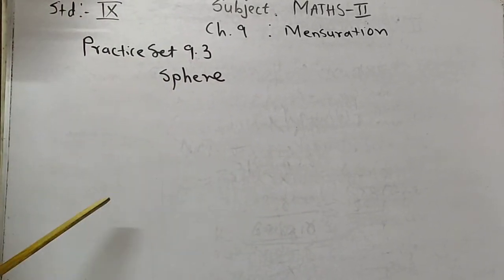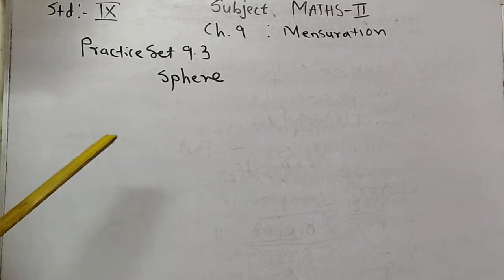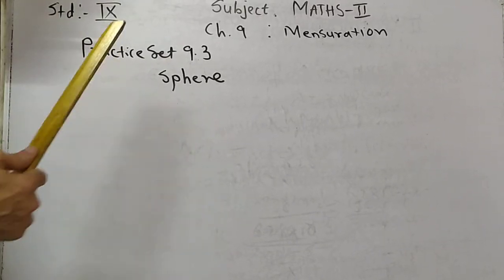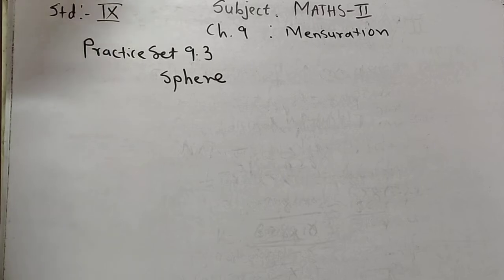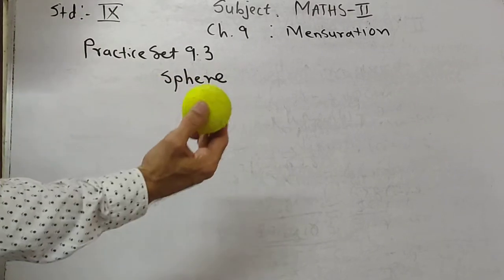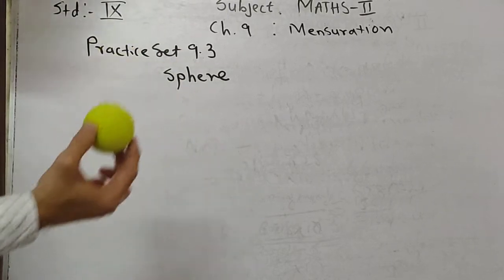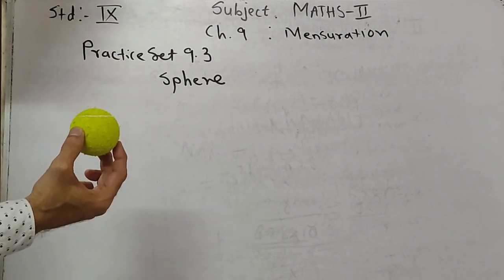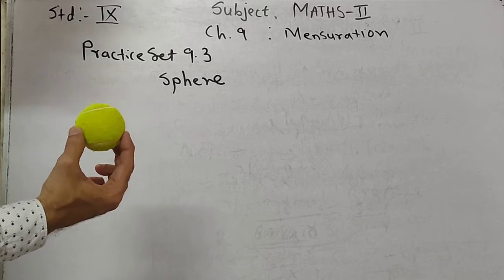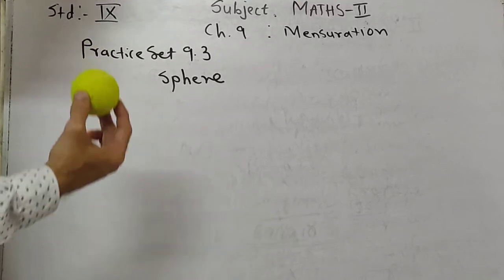Today we are going to start practice set 9.3. It is related to sphere. A sphere example is a ball. You can see a ball. This is an example of a sphere. Or sweet lime, which you might know as mosambi. That is also an example of a sphere.